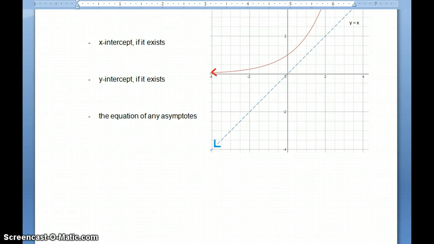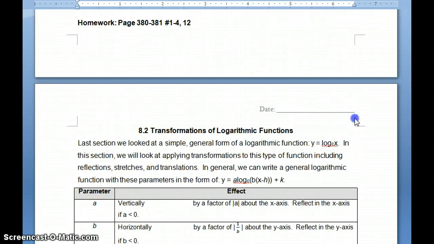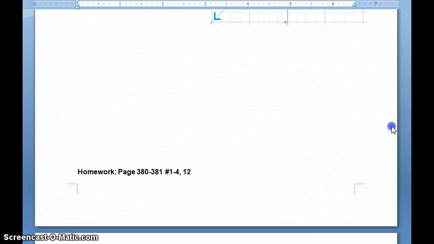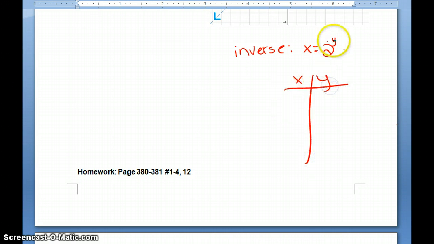Alright, and we're going to create a table of values. One thing that's going to be a little bit different here is that we're going to be choosing y values instead of x values. So our inverse that we had was x is equal to 2 to the power of y. And why are we going to choose y values instead of x? Well, if we had x values, we're going to have some variable as an exponent, and we don't want that. So let's choose y values. It'll make life a lot easier. We won't have to do any complicated solving. So it'll work much more simply if we just choose our y values.